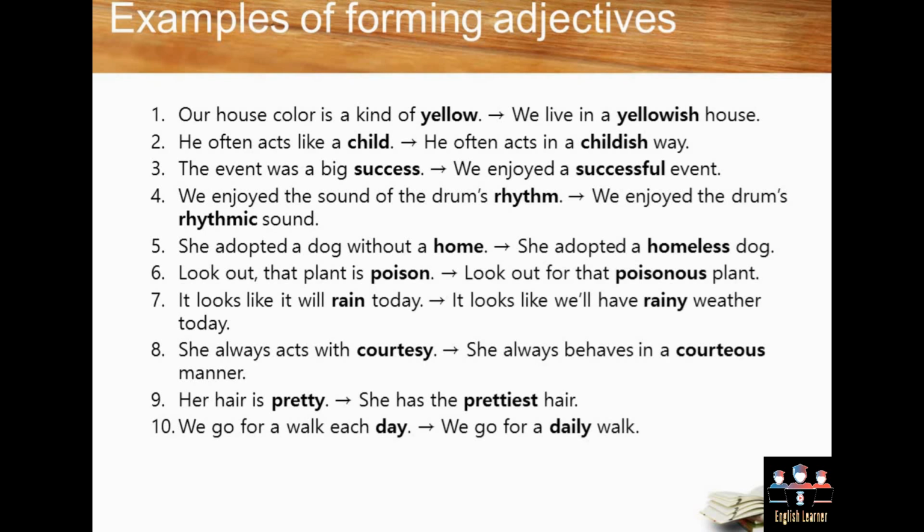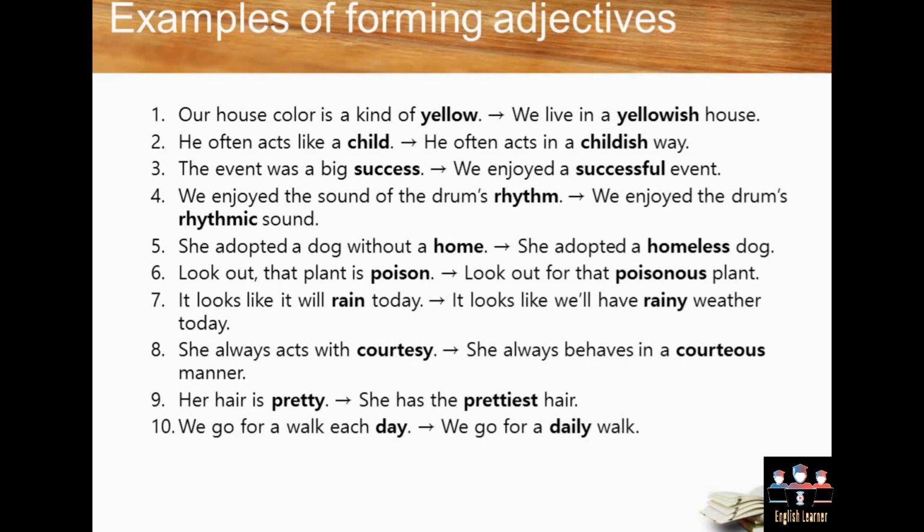Number 8. She always acts with courtesy. She always behaves in a courteous manner. In the sentence, courtesy has been transformed into an adjective by simply adding ous and dropping sy from the end of it. Number 9. Her hair is pretty. She has the prettiest hair. In this example, pretty has been transformed into its adjective form, which is a superlative degree, as well as it is acting like an adjective.